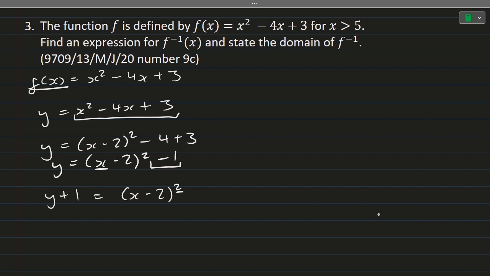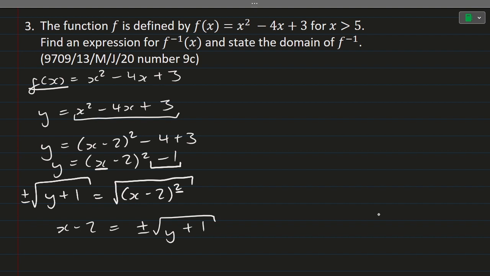Now we need to get rid of this power 2, so we're going to take the square root on both sides. And remember that on this side we have plus or minus. So it becomes x minus 2 is equal to plus or minus root (y plus 1). Then we need to take this negative 2 to the right hand side to make x the subject of the formula. So it's x equals 2 plus or minus root (y plus 1).